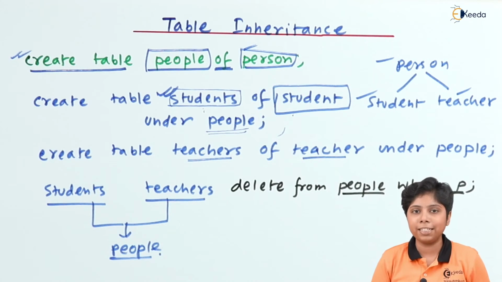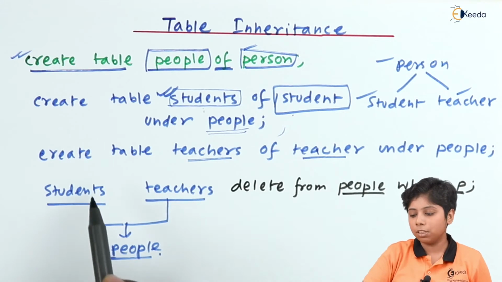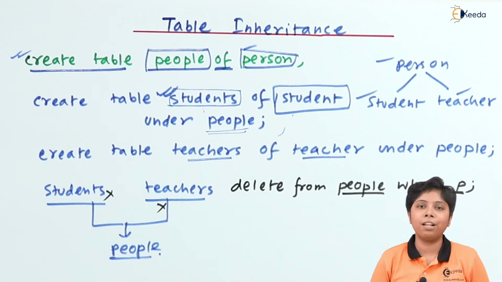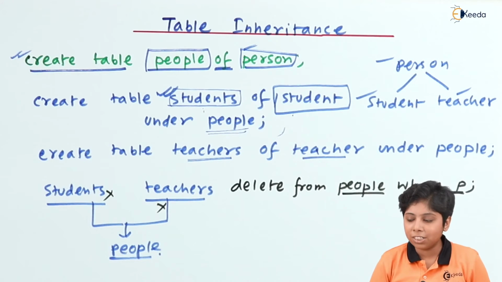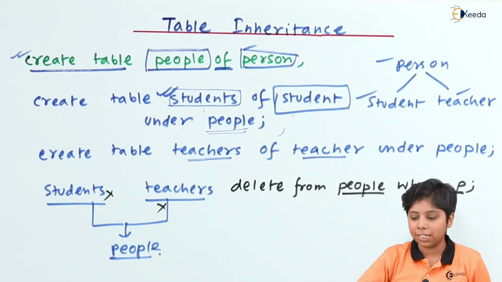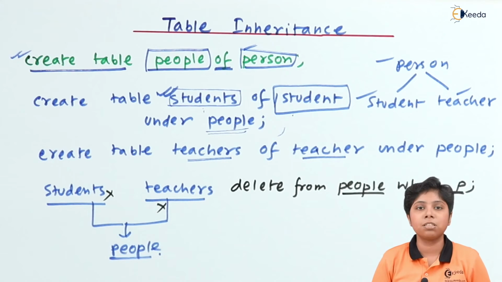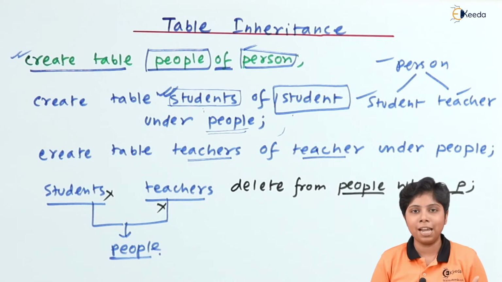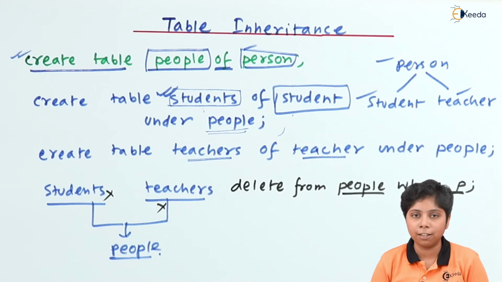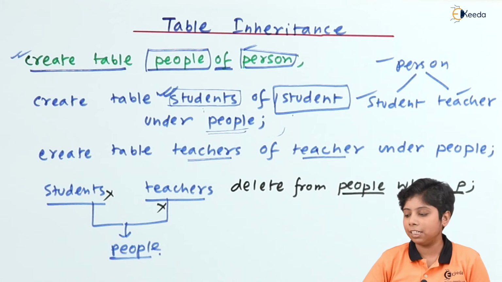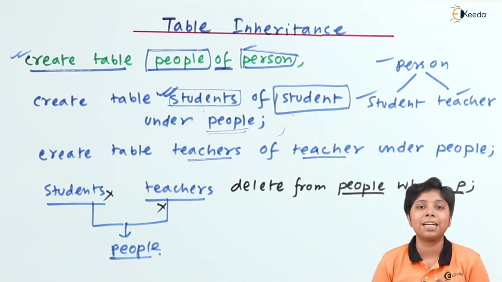Because when we are inheriting, that means we are using that value. So if people loses its value, then students and teachers cannot use the value anymore. So we cannot just delete from people with some predicate if the value still exists in the students and teachers. So when creating an inheritance under some relation, we need to mention on delete cascade there, because otherwise the deletion from people will actually create data inconsistency in our table inheritance.